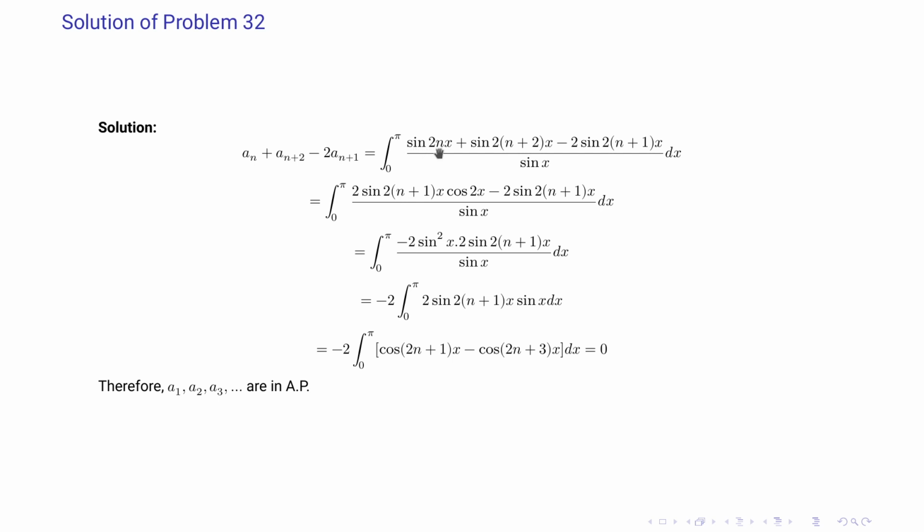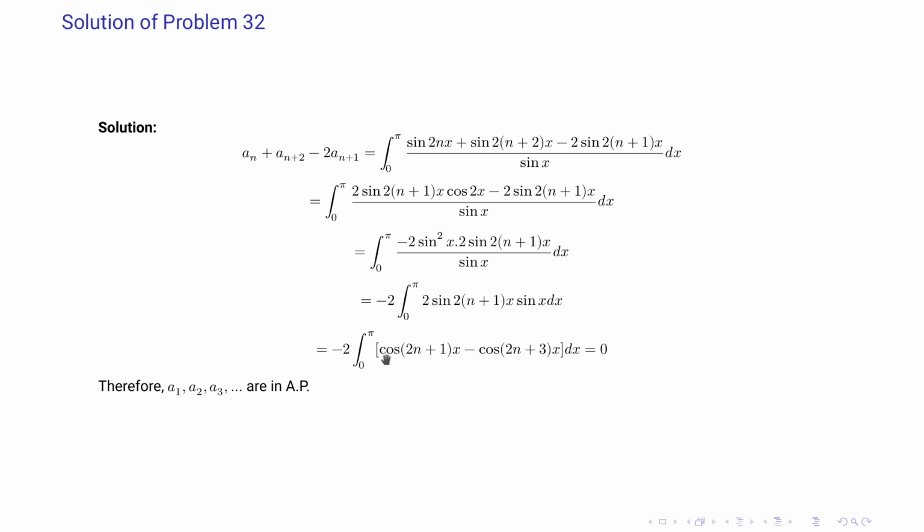So our nth term would be sin 2nx by sin x, the n plus 2th term will be sin 2 multiplied with n plus 2 x by sin x, and the n plus 1st term would be sin 2 into n plus 1 into x by sin x. This 2 has come from here. So from trigonometry, this leads to 2 sin 2 into n plus 1 x cos 2x. Now we take 2 sin 2 into n plus 1 x common. So in the bracket would be cos 2x minus 1, which is equal to minus 2 sin square x. So sin x gets cancelled. We have minus 2 sin 2 into n plus 1 x sin x dx.